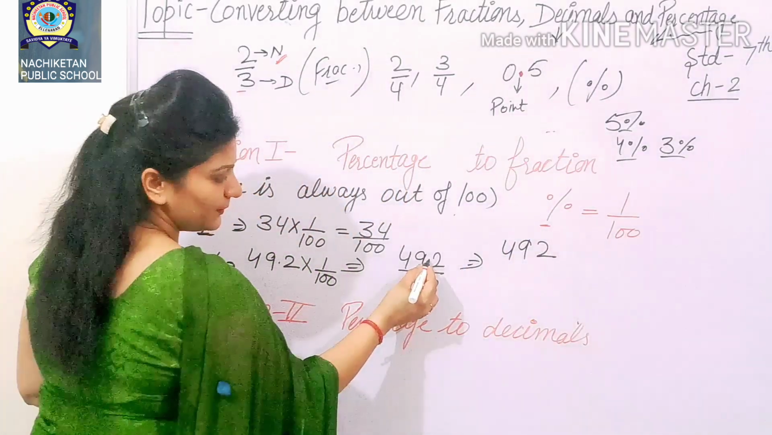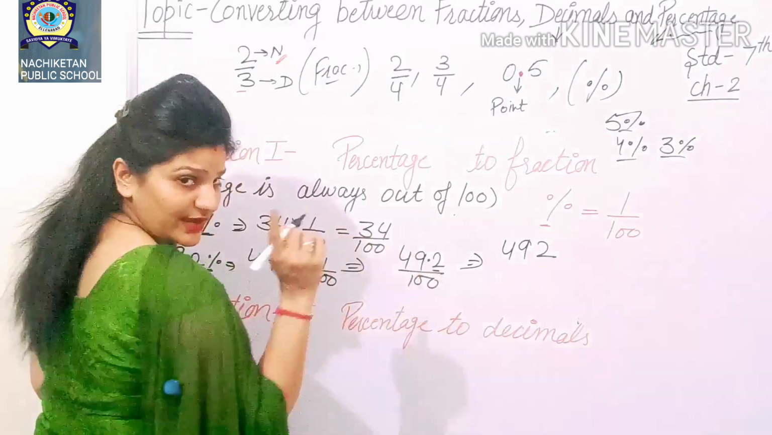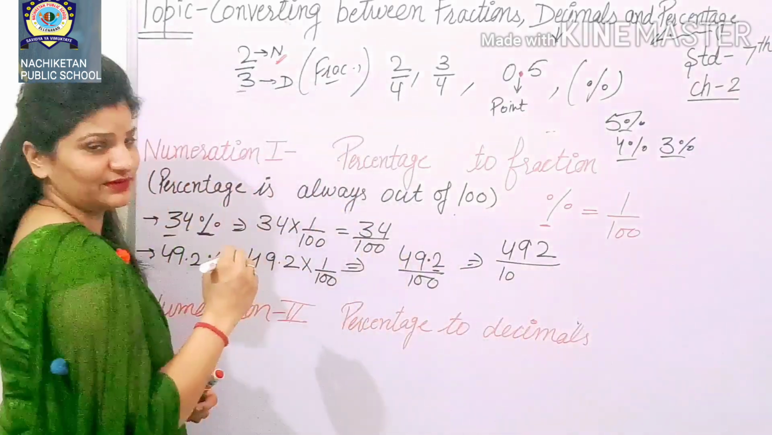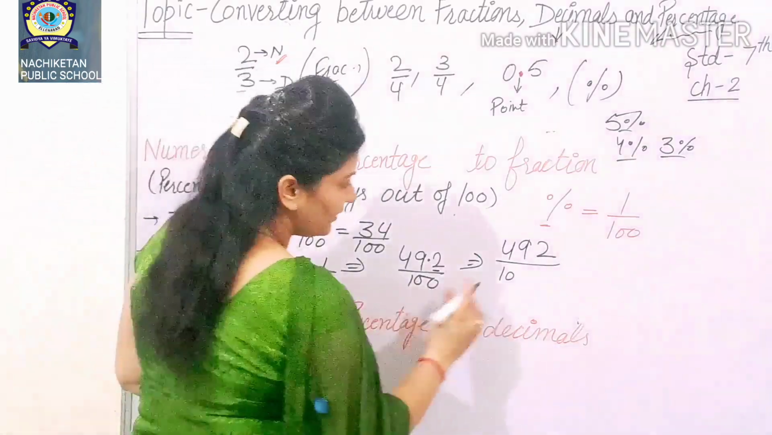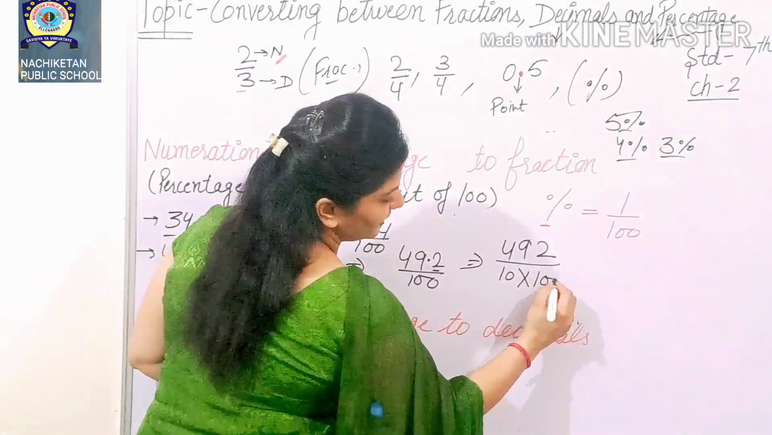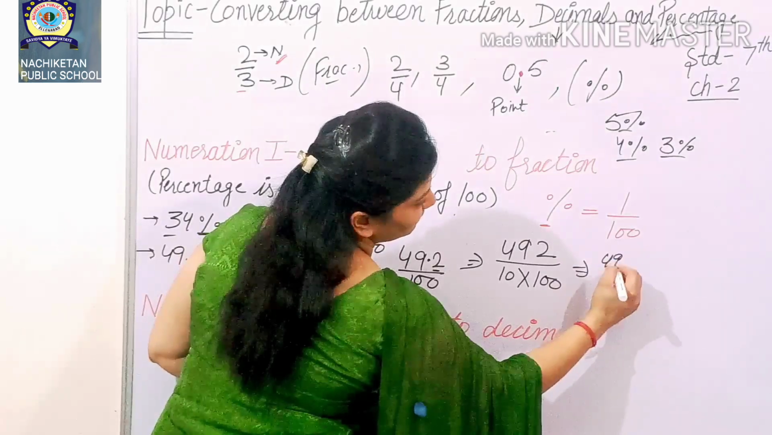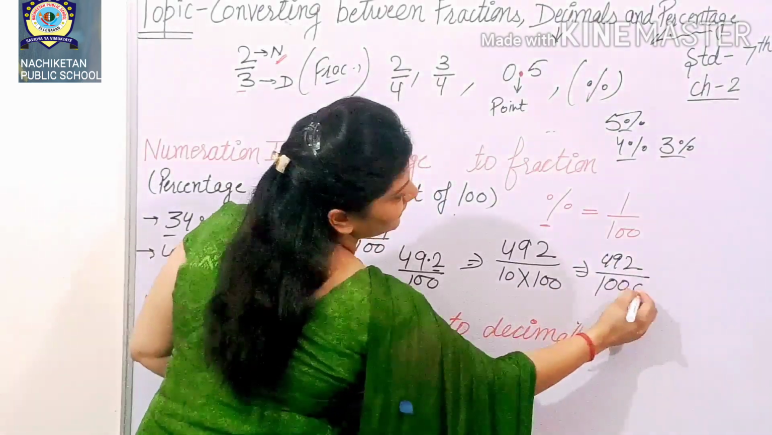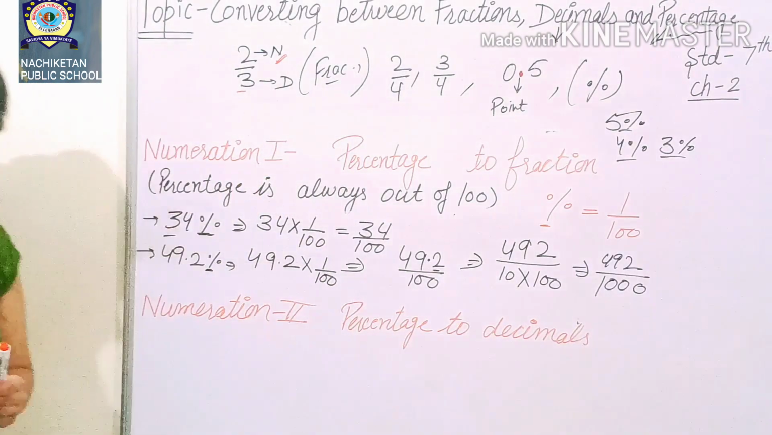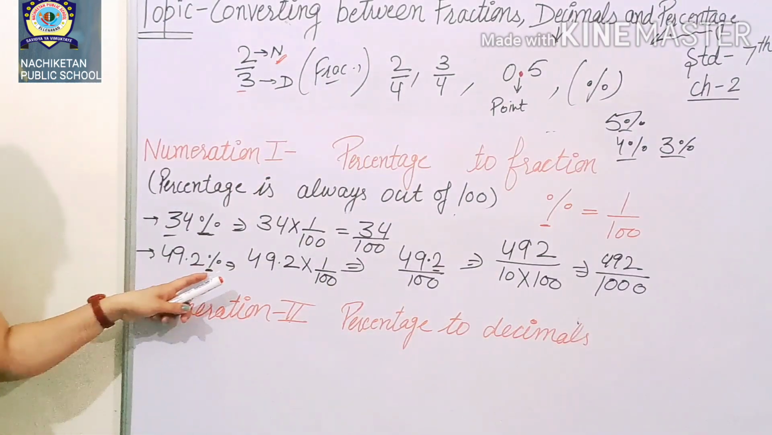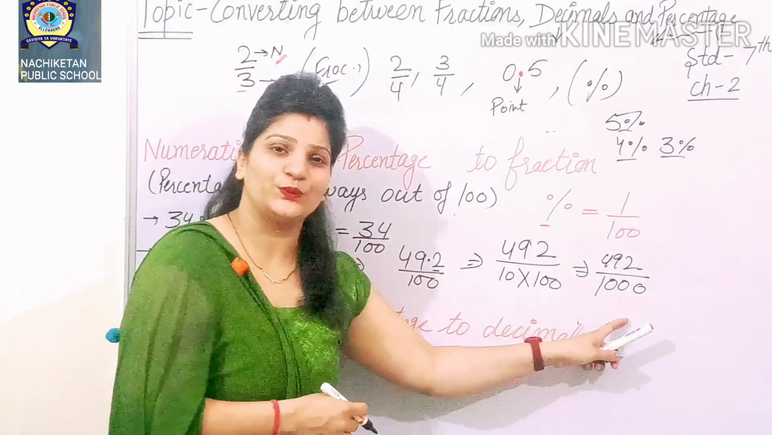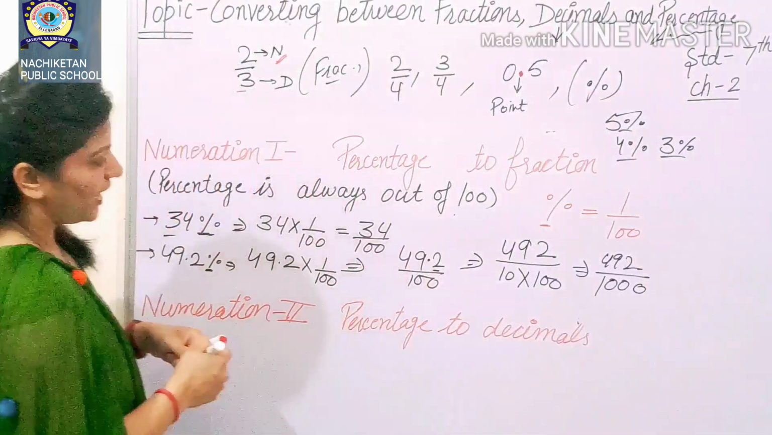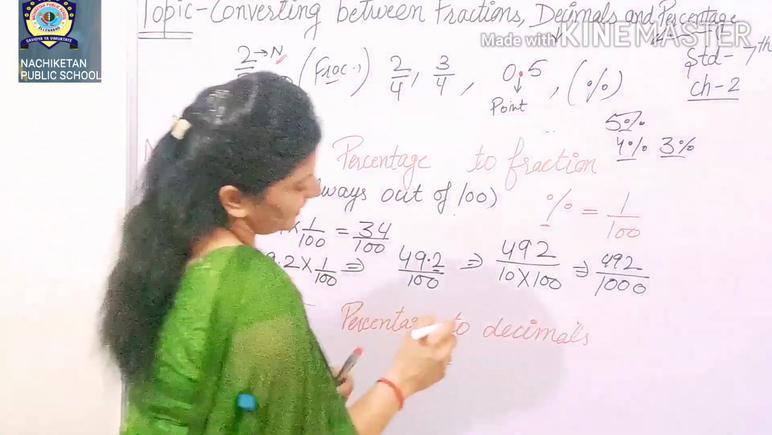49.2. After the point, 1 digit is here. That's why I can write here 10. This thing you know, according to its standard, multiply 100. Now our remaining part will be 492 upon 10 into 100, which will be 1000. This was in percentage and we converted it into a fraction. Clear? Okay.